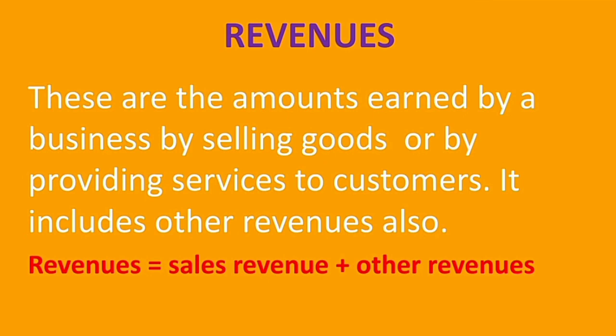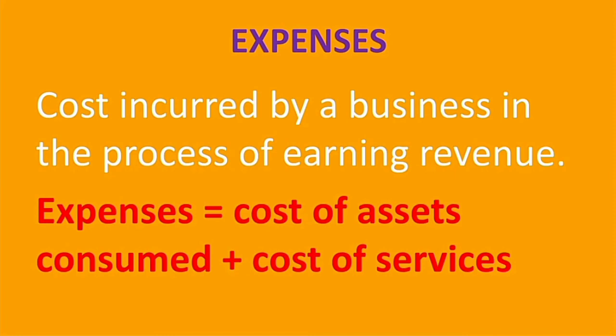Now the next one is revenues. Revenues are the amounts earned by a business by selling products or by rendering service to the customers. It also includes other revenues. That means revenues include sales revenue plus other revenues. We have already discussed sales revenue. Now other revenues. Other revenues include commission received, interest received, dividend received, royalty received, etc. That is, revenues is equal to sales revenue plus other revenues.